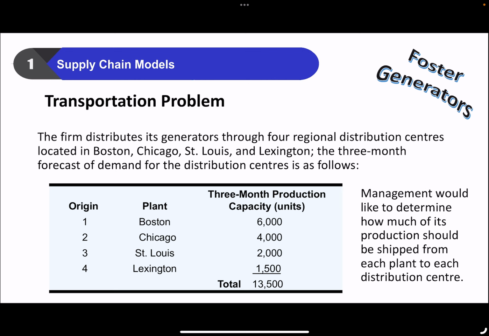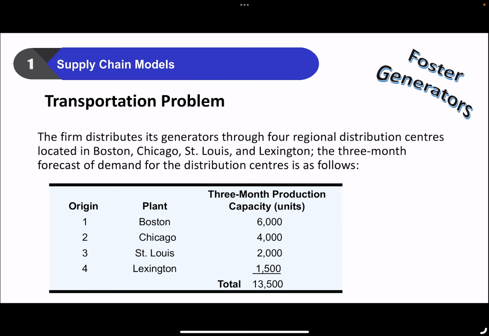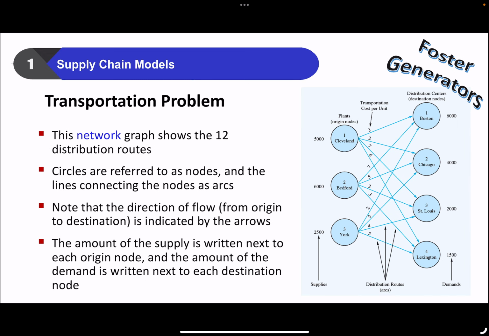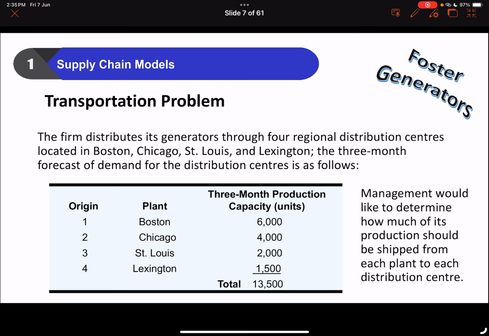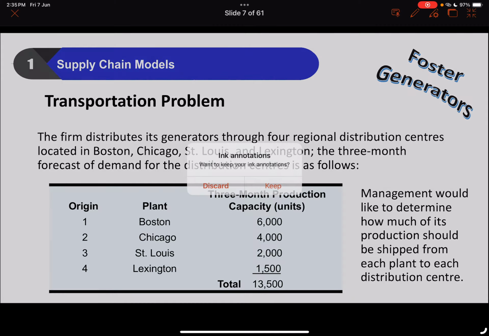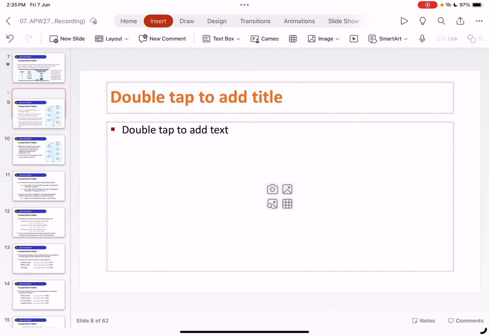So what would the management like to do? The management wants to determine how much of its production should be shipped from each plant to each distribution center. How many do we want to ship from the 3 plants to the 4 destinations? So here we draw the network graph. Let me open up a slide and we draw the graph together. Let me close this. Insert a blank slide.